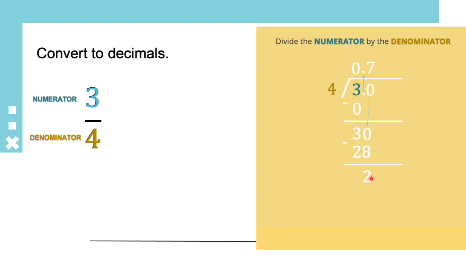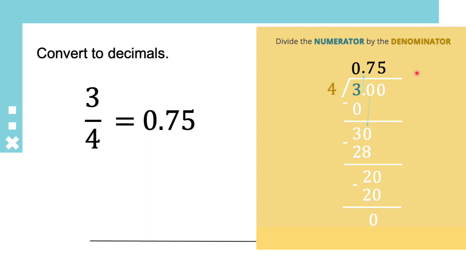So, dili ta mag-stop not unless ma-0 ang remainder. So, to continue, we have to add another 0 dito sa taas. Then, i-bring down lang nato tong 0 again. Then, this is divide na po nato by 4. So, that will give us 5. Then, 5 times 4 will give us 20. Subtracting will give us a remainder of 0. So, since 0 na atong remainder, this is now our answer. So, 0.75 ang equivalent sa 3/4 to decimals. Okay?